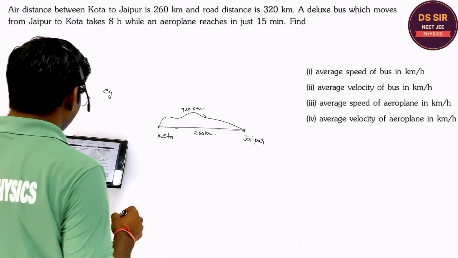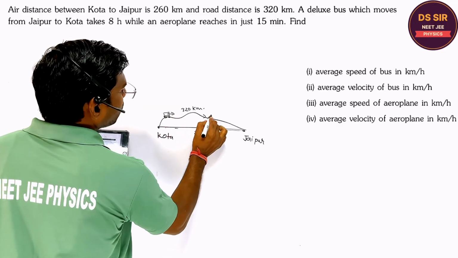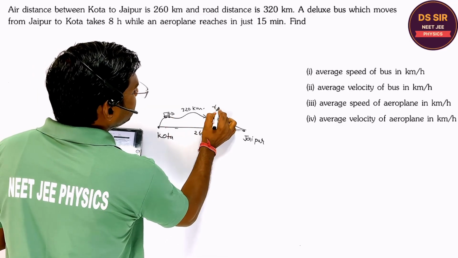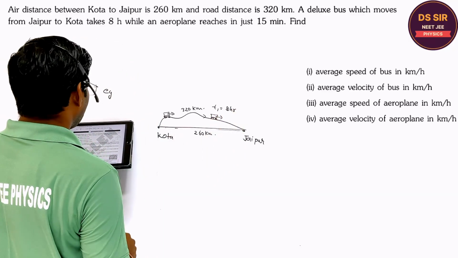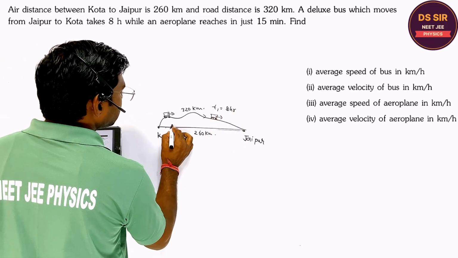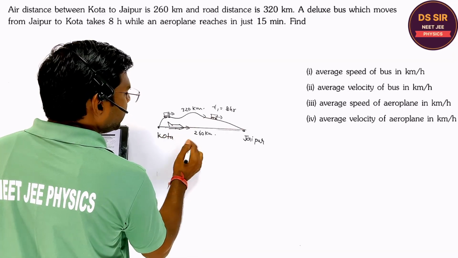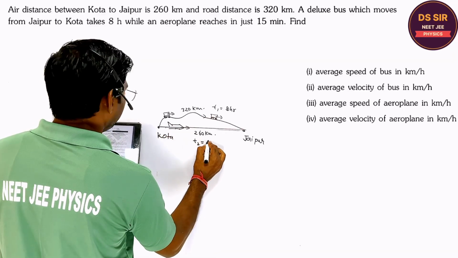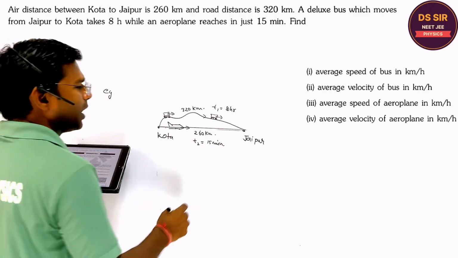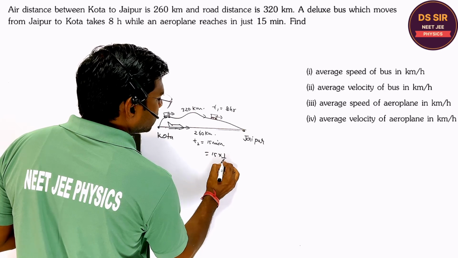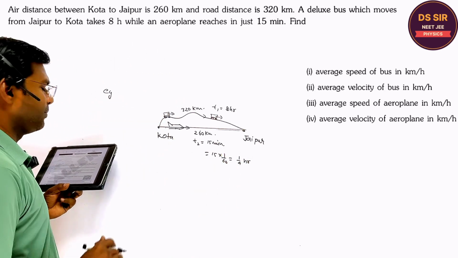A deluxe bus moving from Jaipur to Kota, if this is the bus moving along the road, takes 8 hours. And the aeroplane, suppose this is the aeroplane, takes only 15 minutes. So first this minute will be converted into hour. How to convert? Say 1 upon 60. So 1 upon 4 hour is the time taken.